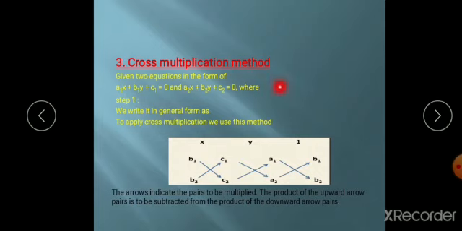In the cross multiplication method, you first have to write the pair of two linear equations in this form. Then the x value will be cross multiplied with these two, the y value will be cross multiplied with these two, and this is a constant value. Comparing those, you will get the x and y values. How are we going to do it? Let me show.